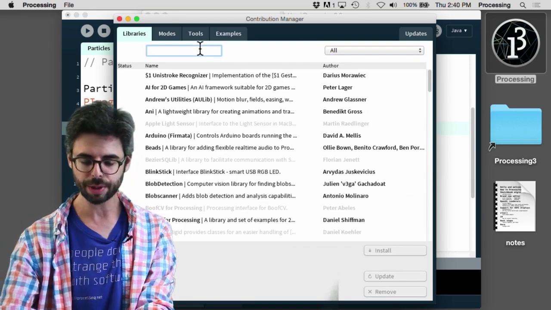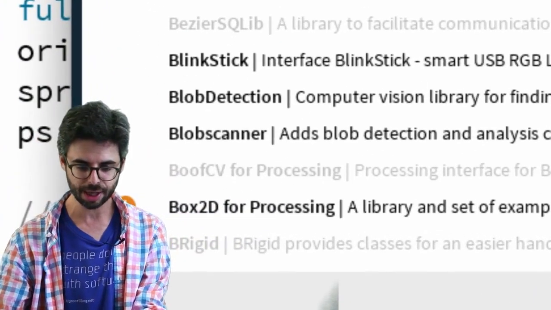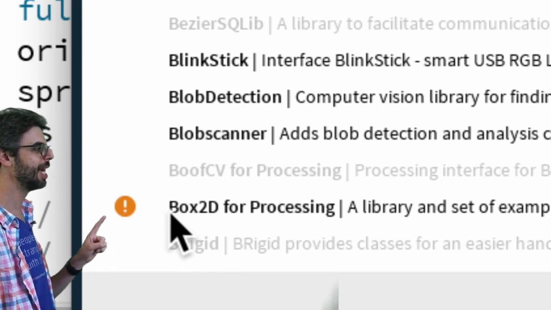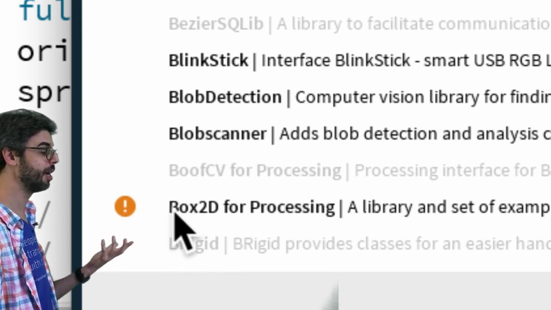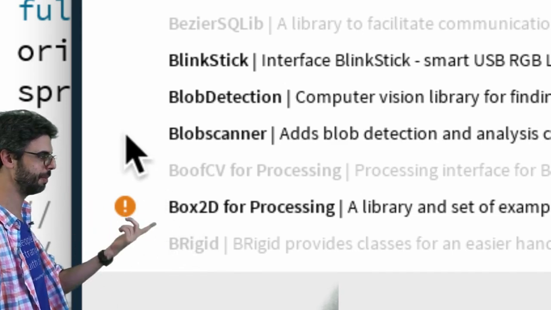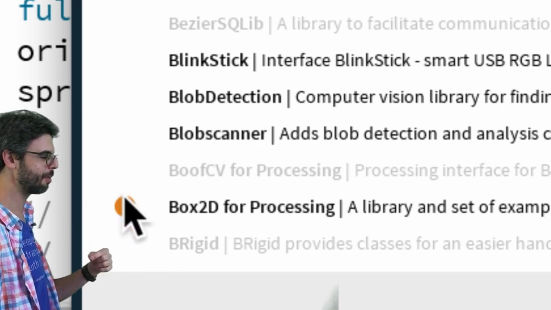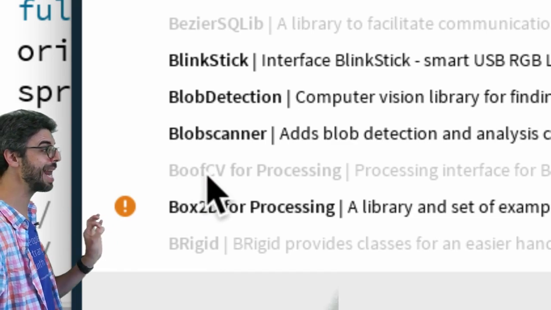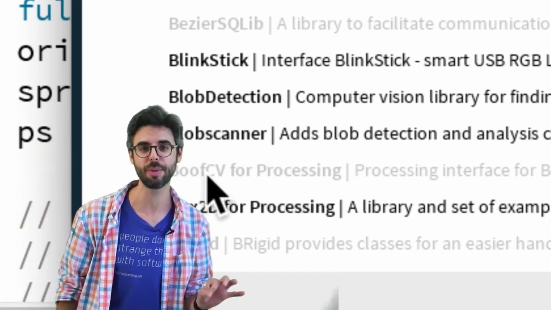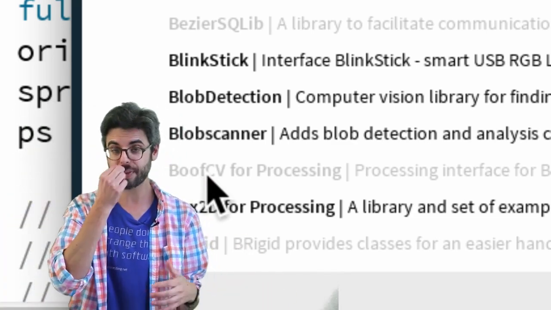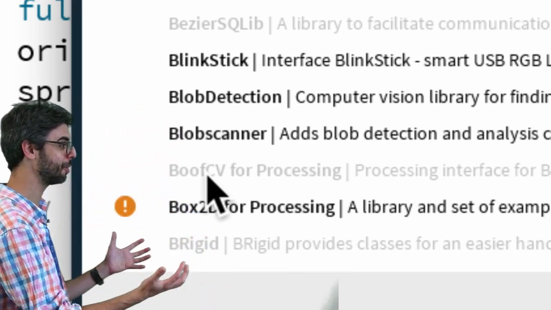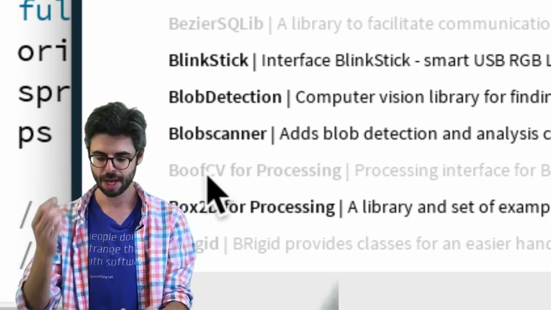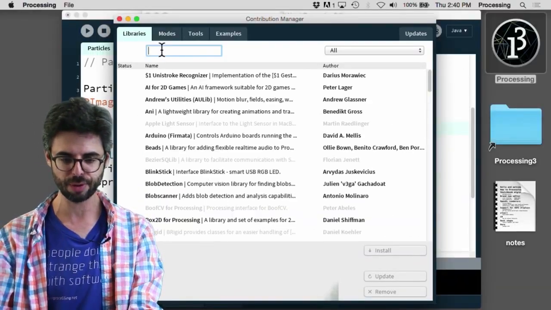And one thing I want to show you really quickly, as you can see here, I pre-installed a library, but there's an exclamation point, meaning this library is due for an update. So a library that is installed, you'll see in a minute, has a green check mark. And a library that's installed that needs an update has an exclamation point. A library that's grayed out is one that is not compatible with this version of Processing. So hopefully all libraries will soon become compatible with Processing 3, and then they'll appear in the Contributions Manager and you can install them. But let's just install a library just to go through that.